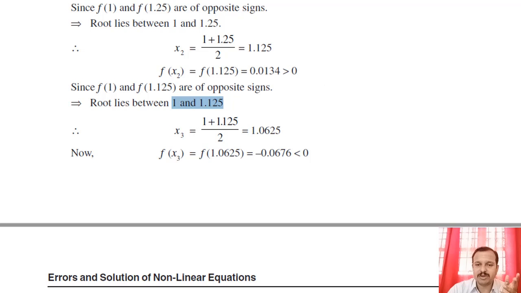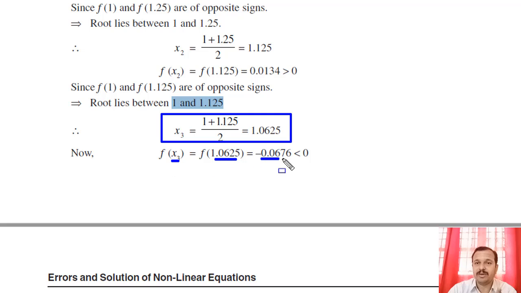In order to bisect, we use the same formula. This is the formula over here, and after that we get x3. The x3 value is 1.0625, and observe the value of f at this point. Again, in this case we got it as negative. When we get it as negative, then what do we have to do? We have to conclude that the root is in between this and this.